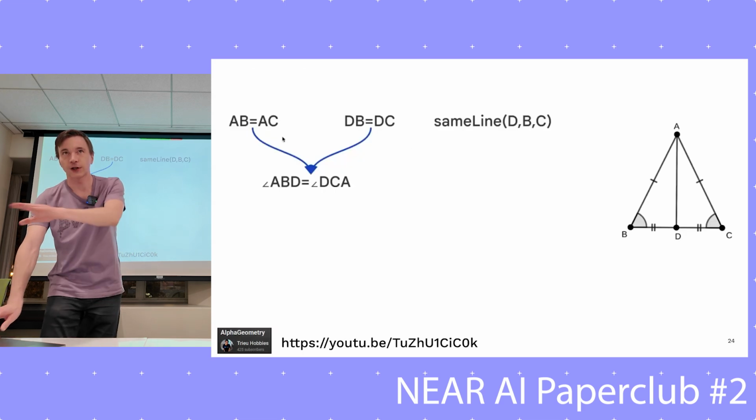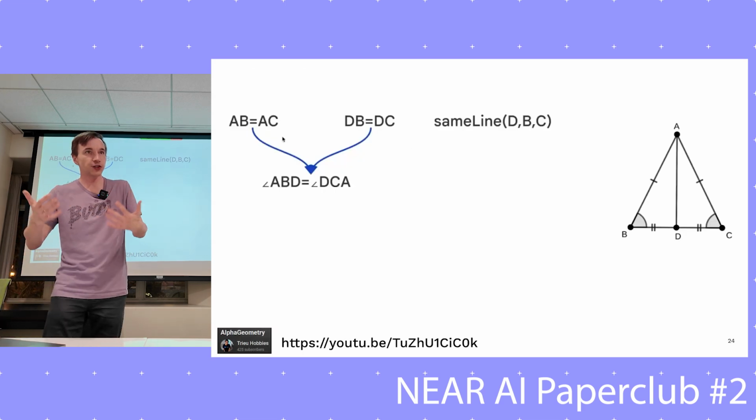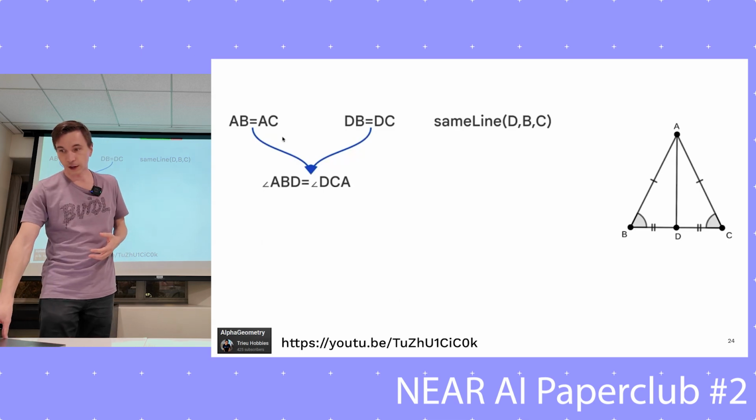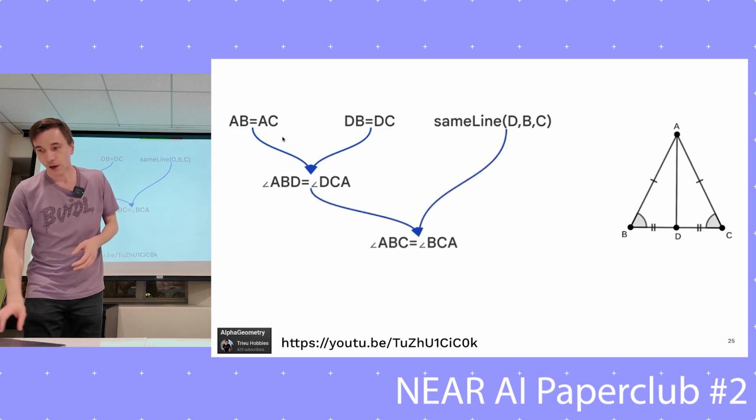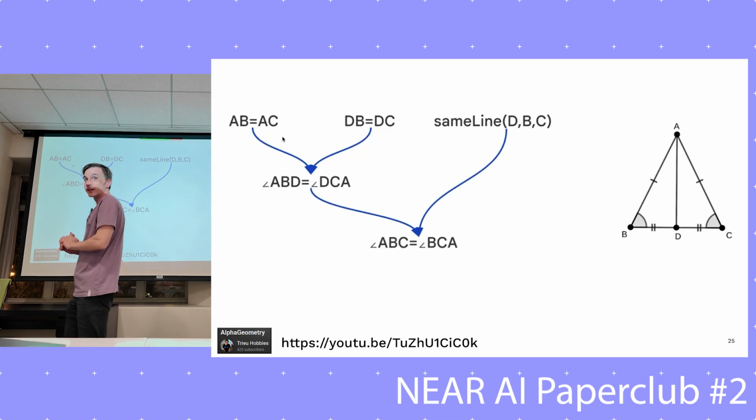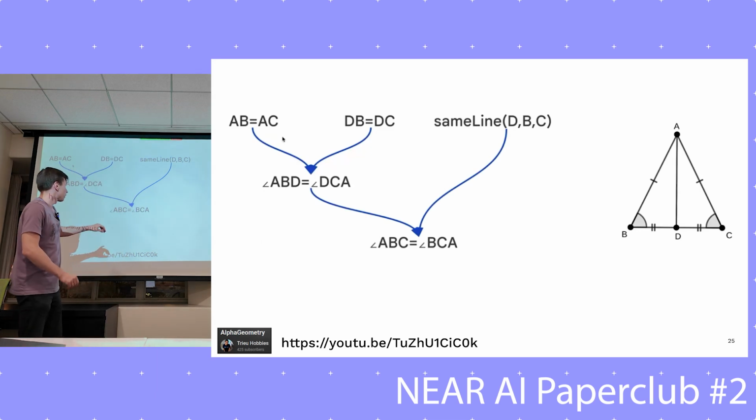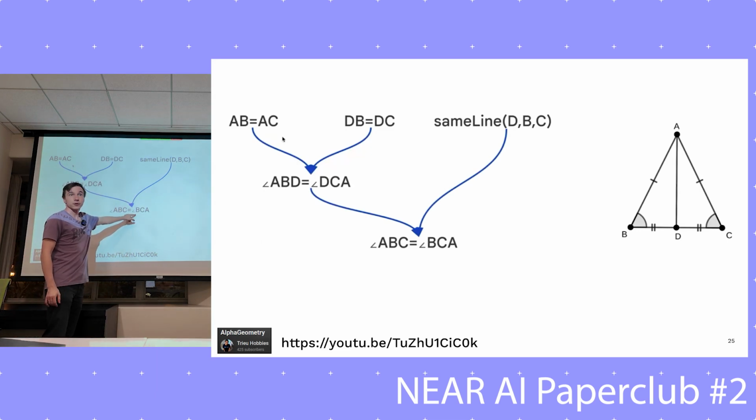And so once they have those random things, they start applying DD and AR until they construct everything that can be constructed. And once they do that, they get a random statement.